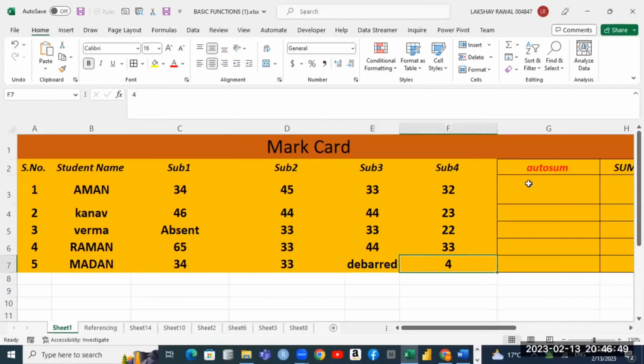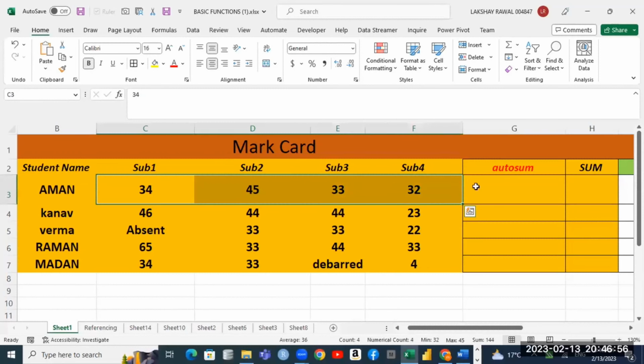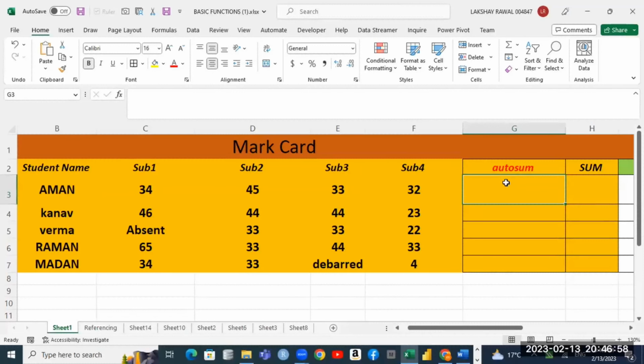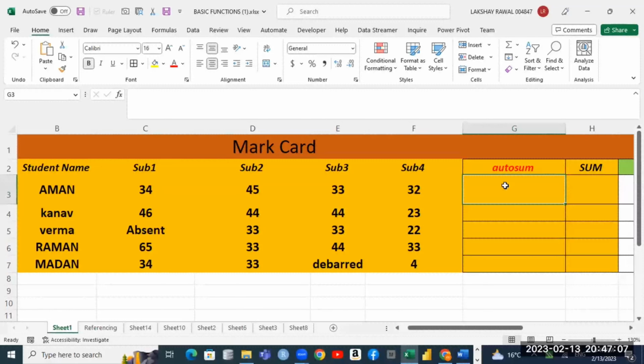Now, first I have to sum. He has appeared for 4 subjects. What is the total? We have done it already, but let's do it again. I said that day, if you are adding the results, the formula in Excel starts with the equal to sign. And I hope nobody knows this, that a formula in Excel also starts with the plus sign. So we can start the formula in Excel using the plus sign or the equal to sign.